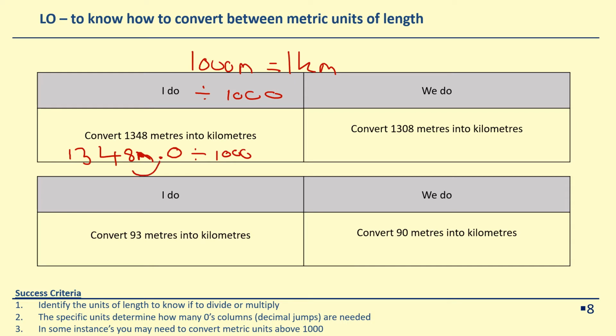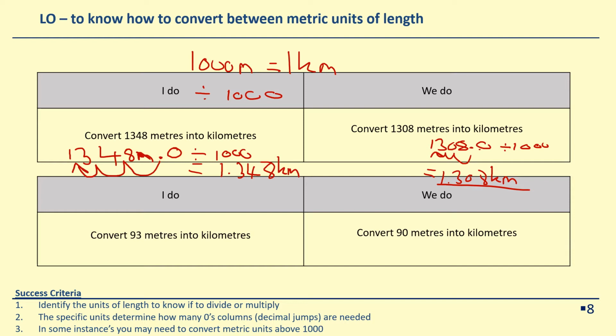So we're going to jump 1, 2, 3. And what does that leave us with? 1.348 kilometers. That's how you convert between the metric units from meters to kilometers. Pause the video, have a go at the we do, please. Okay. 1,308 meters divided by 1,000 equals 1.308 kilometers. Well done if you got that right.